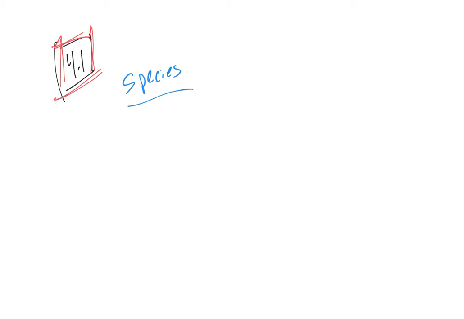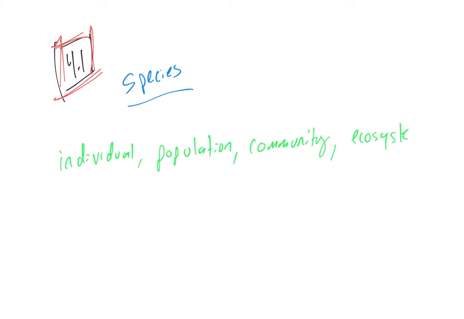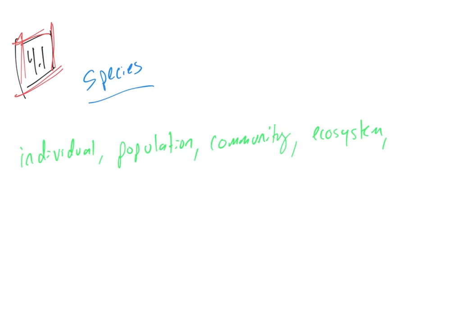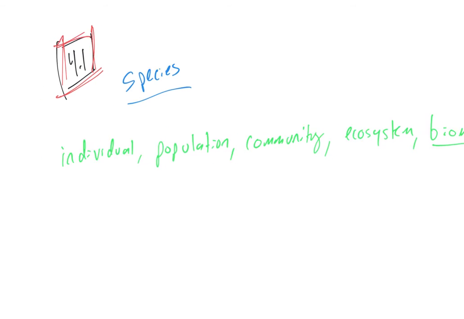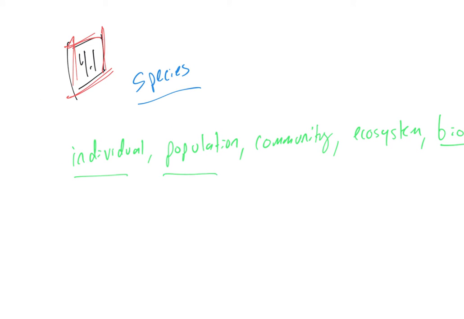So first we have the individual. After an individual, you have a population. After a population, you have a community. After community, you have ecosystem. And then after ecosystem, you have biome.